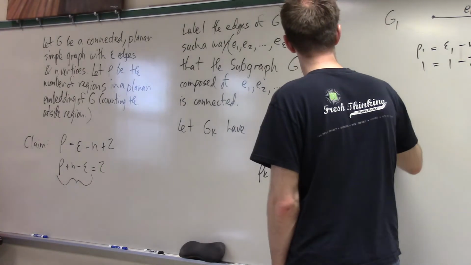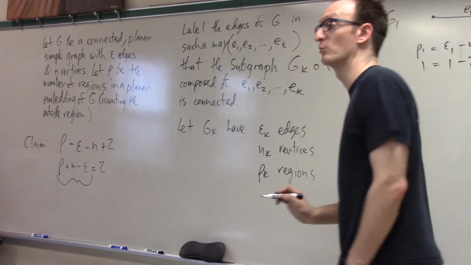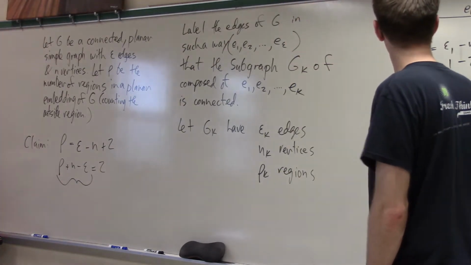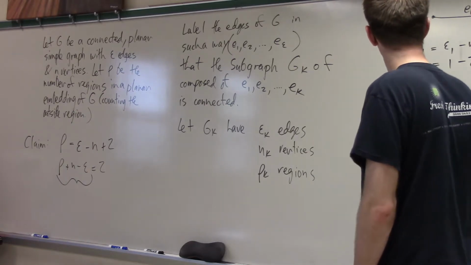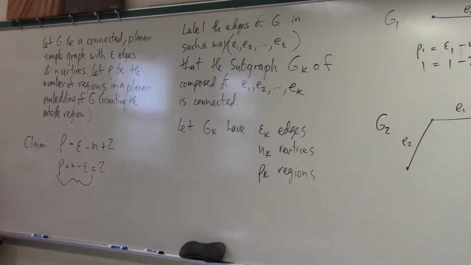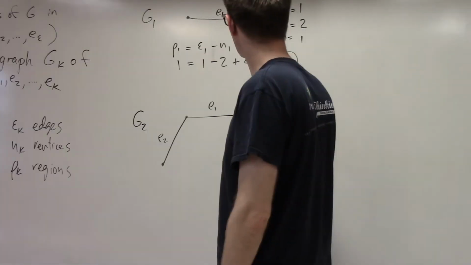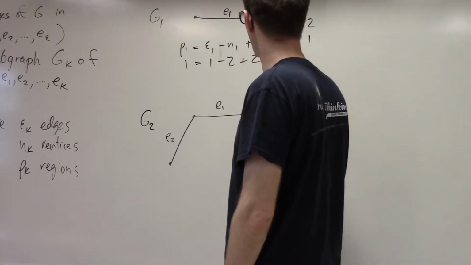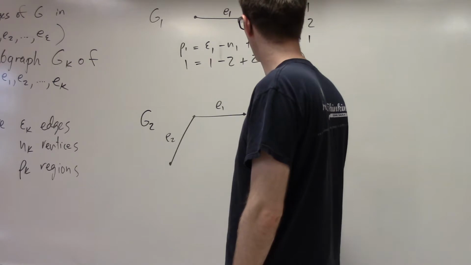Okay, consider subgraph G2. This is the graph that results from adding edge 2 to edge 1 in such a way that G2 is still connected. That's crucial. What is epsilon_2, the number of edges? Well, that's 2. What is N_2, the number of vertices?